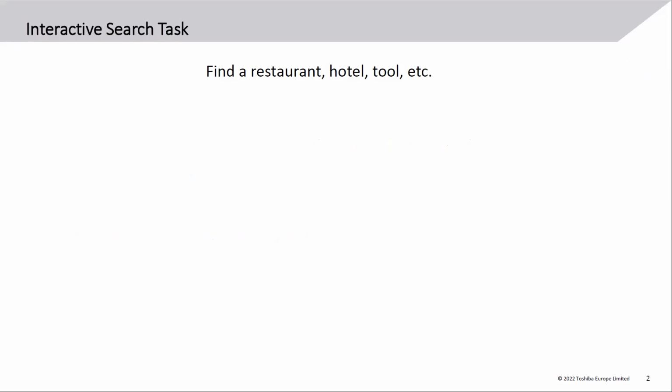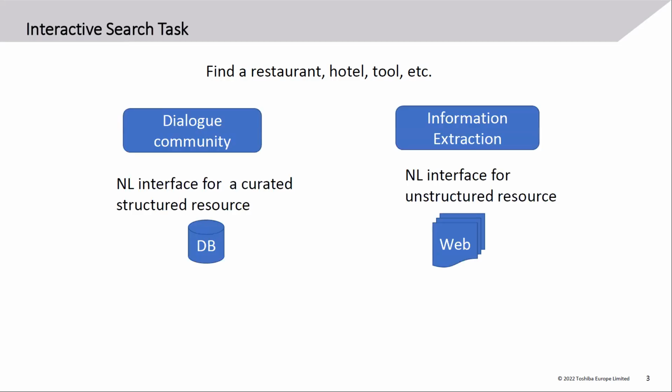In this work, we are applying our methods to interactive search tasks. So an interactive search task involves finding information, finding entities in either structured or unstructured data sources. So it could be searching for restaurants or hotels, or in a different domain like manufacturing. It could be finding tools and so on.